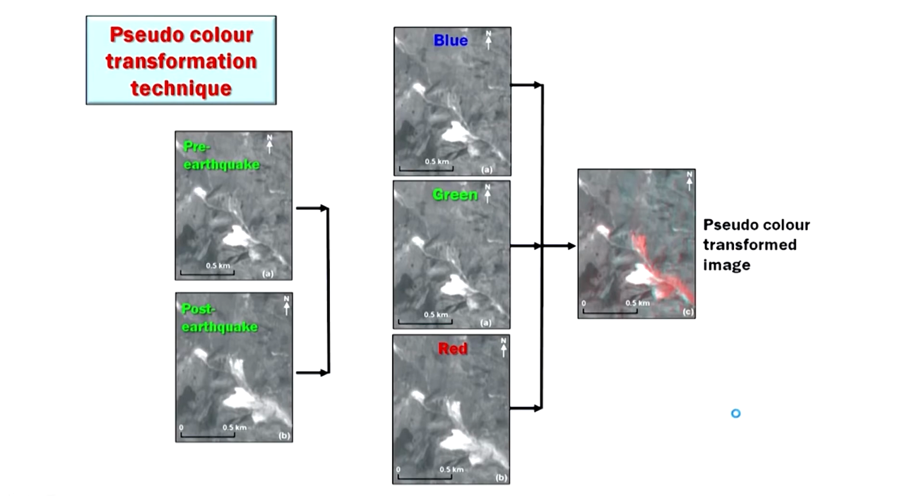So, let us see the example here. The same thing: a pre-earthquake image and a post-earthquake image. Now, they have been assigned blue, green, red, three components, because an additive color scheme was followed, and a new product has been created which is called a pseudo color transform image.